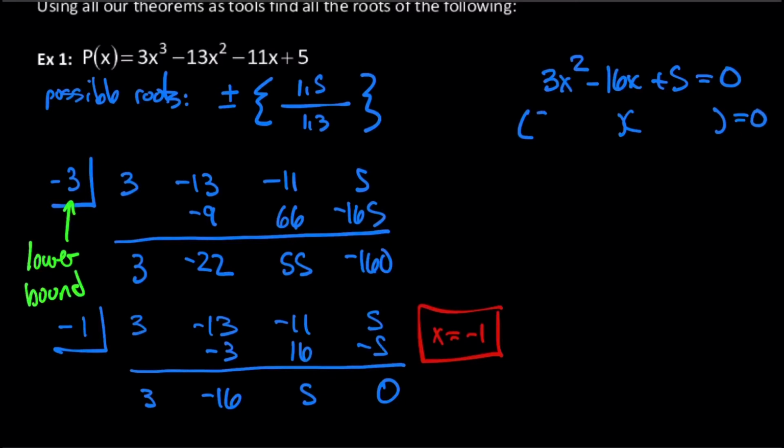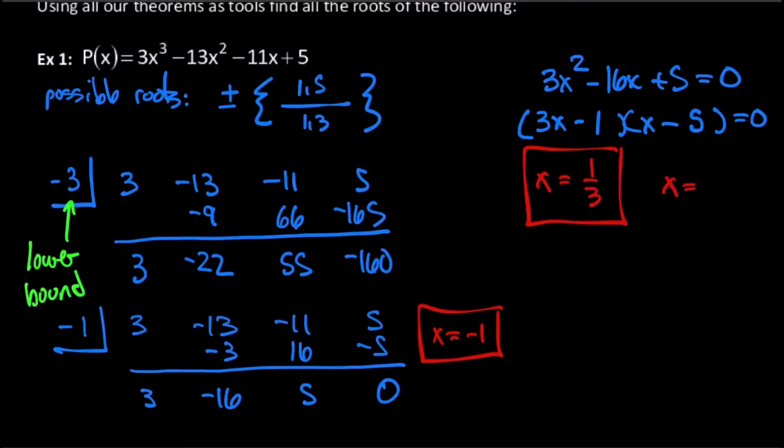Pretty straightforward. 3x and x. Signs are the same, both negative, and it's got to be 1 and 5. I need a 16, so it's going to be 5 and 1 here. My other two roots, x equals positive 1/3, and x equals positive 5. Again, hopefully that makes sense. It comes from the list. Here's negative 1, check. 1/3, yeah, right here, 1/3. And 5, positive 5.